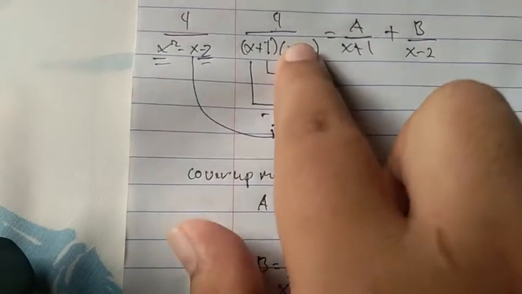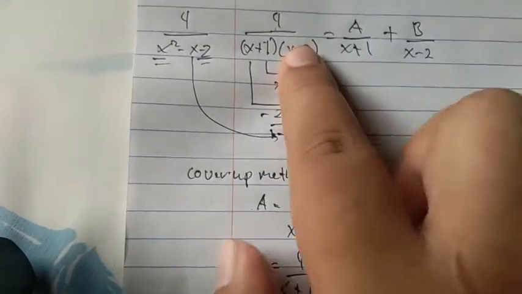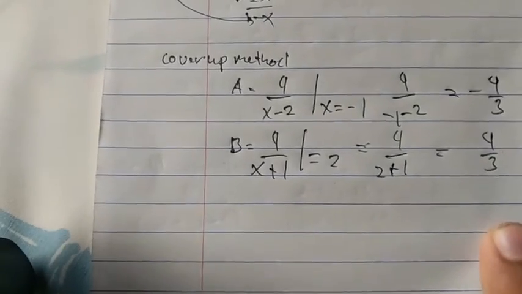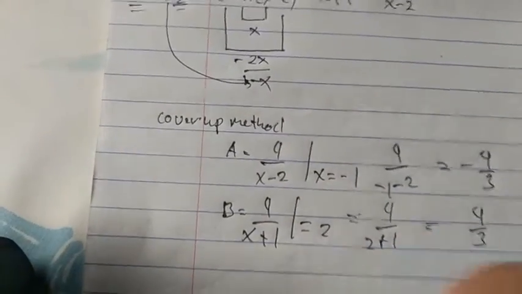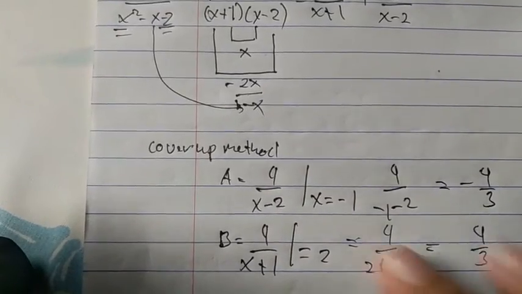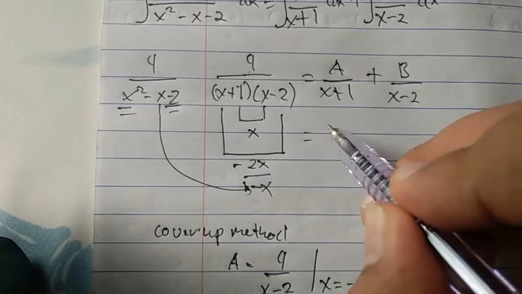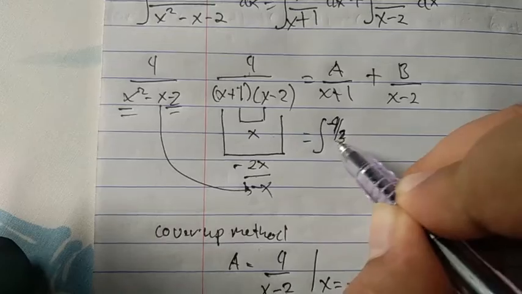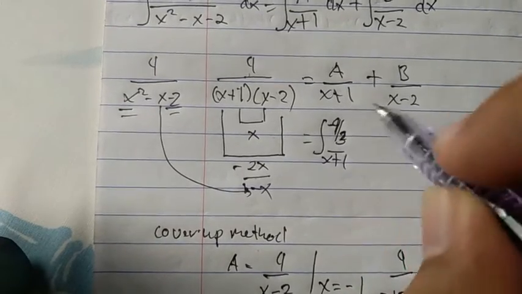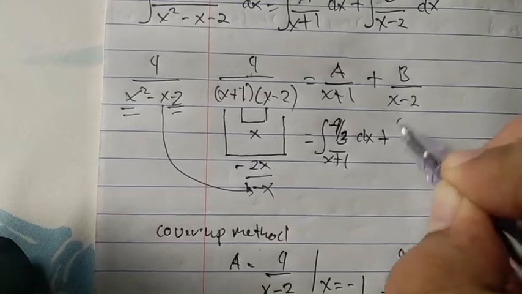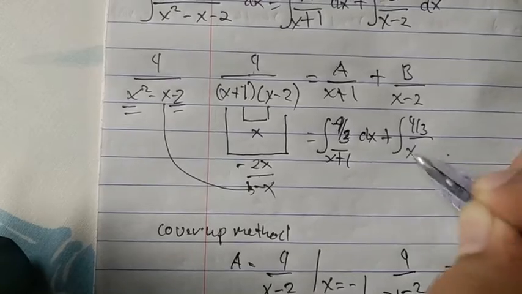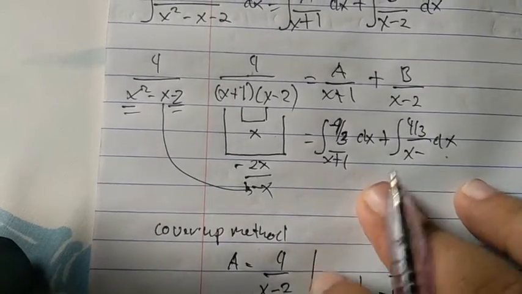We cover up this and this, and this and this. This will be x plus 1. Then you need to solve 4 over 2 plus 1, which is positive 4 thirds, and then we're going to simplify this part. After we get this part, this will be our simplification: the integral of negative 4 thirds over x plus 1 dx plus the integral of 4 thirds over x minus 2 dx. Then simplify this.